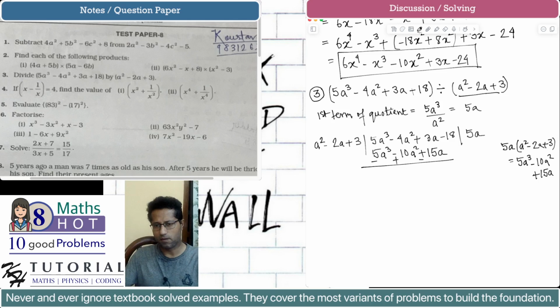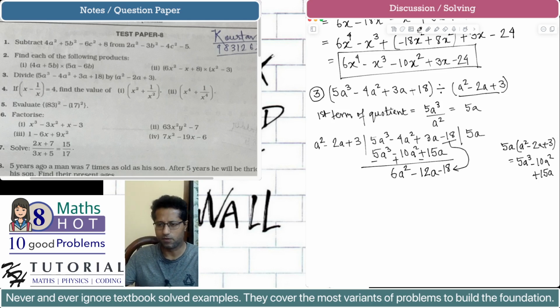So 5a cube minus 5a cube cancels out and we have minus 4a square plus 10a square, which becomes 6a square, and then we have 3a minus 15a, which becomes minus 12a, and then we see there is a single term left in the dividend, which is minus 18. We will bring that down and add with the remainder, and the new dividend becomes 6a square minus 12a minus 18.